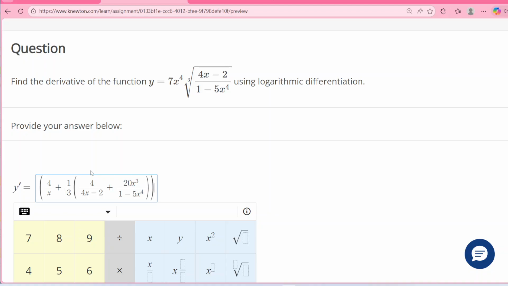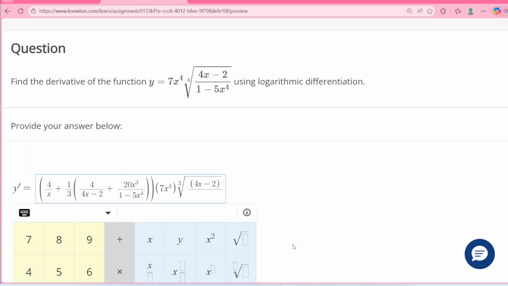So all that times y. Now y was 7x to the 4th times the big cube root, which is in the keyboard. Inside you have 4x minus 2 in the numerator and 1 minus 5x to the 4th in the denominator, all inside that cube root. So this was everything on that one side, and then again times y after.